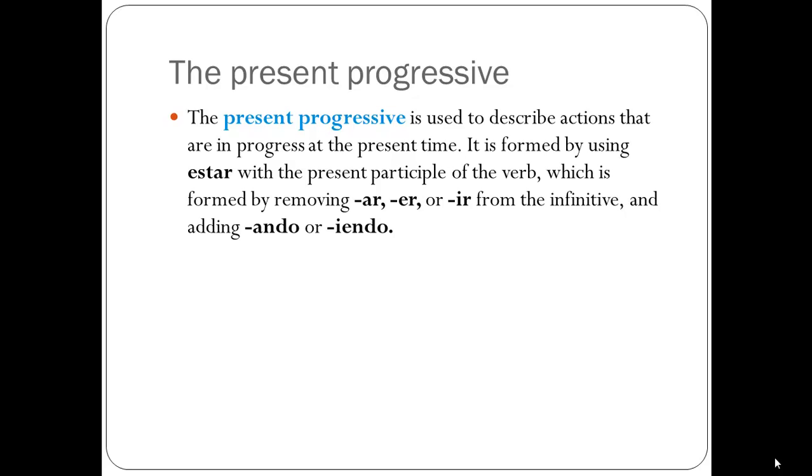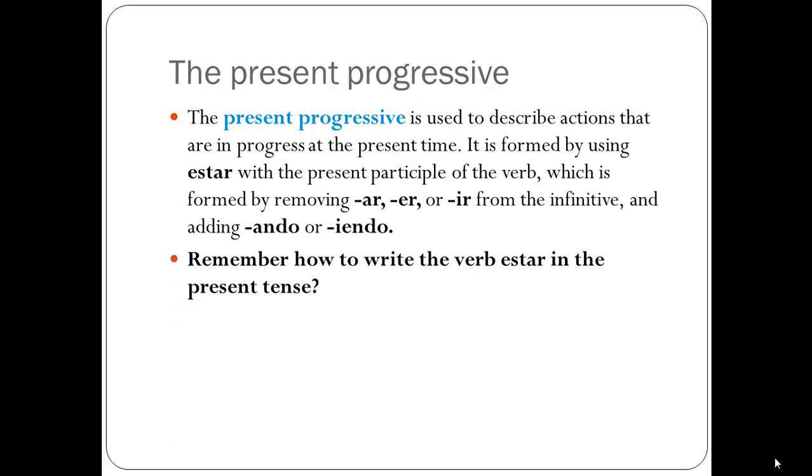It is formed by using estar with the present participle of the verb, which is formed by removing AR, ER, and IR and adding ando or yendo. We add ando for AR verbs, and we add yendo for ER and IR verbs.